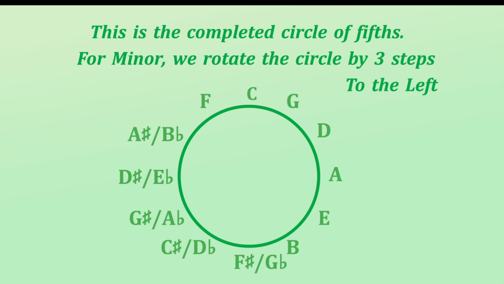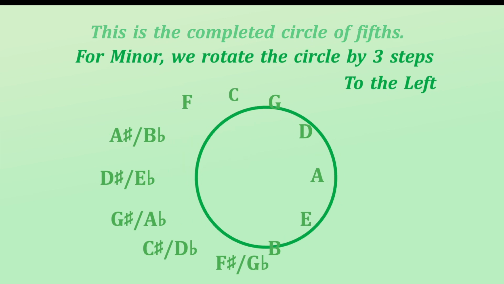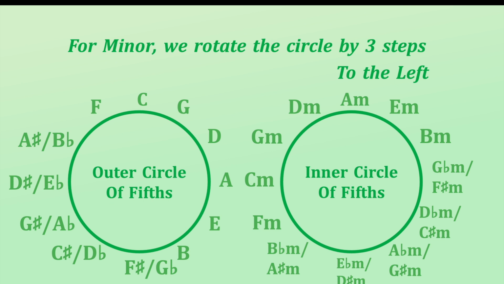For the minor aspect of the circle of fifths, it would be A minor, E minor, B minor, G flat minor, D flat minor, A flat minor, E flat minor, B flat minor, F minor, C minor, G minor, D minor, and back to A minor. This completes the circle of fifths.